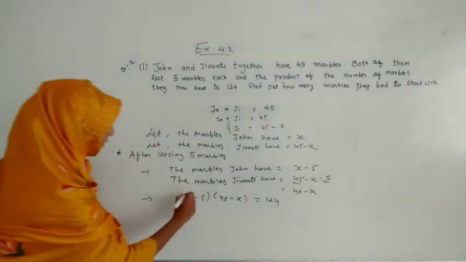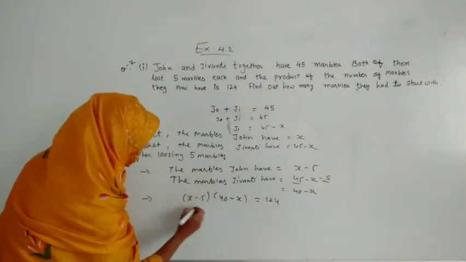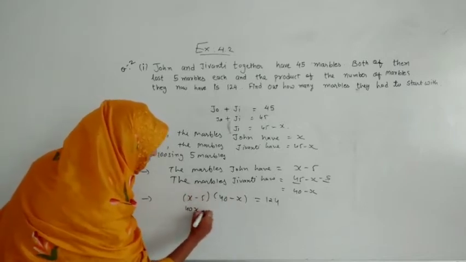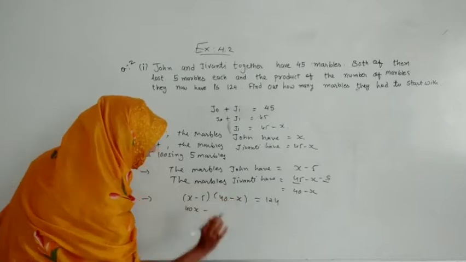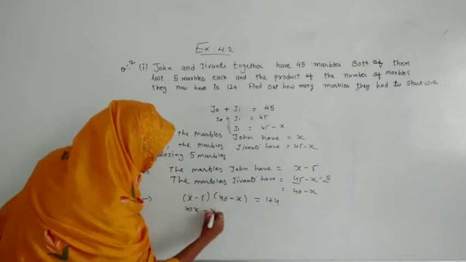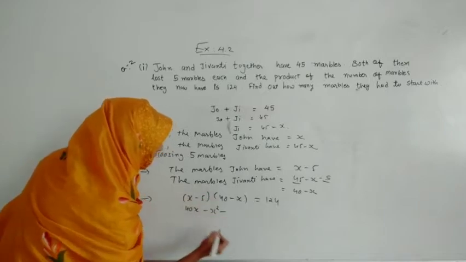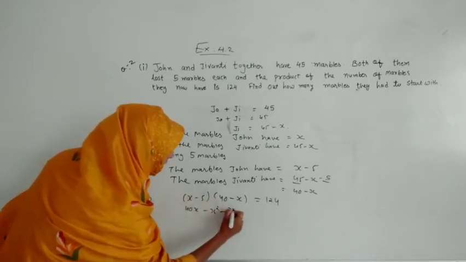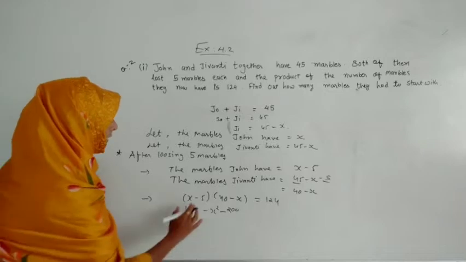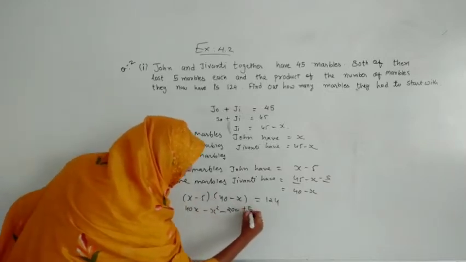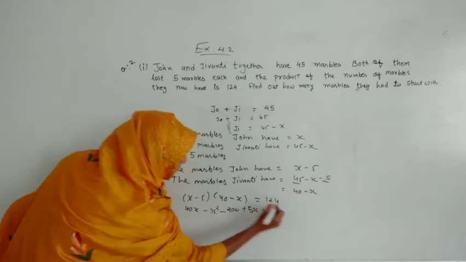Now here we will simplify this. We will multiply. So here it will become 40, minus x into x, that will become x square. It is minus, it is plus, it will become minus. 5 into 40 is 200, and this minus minus will become plus, and 5x is 5x, and this will become 124.